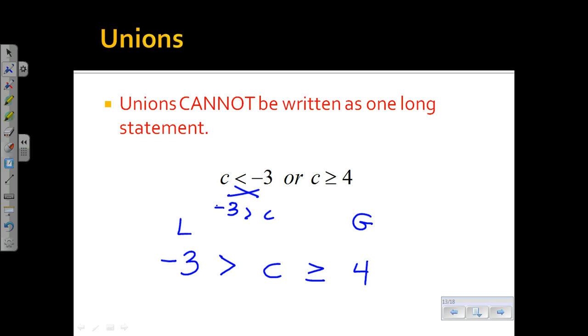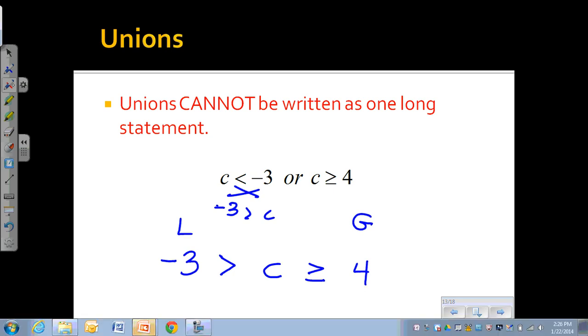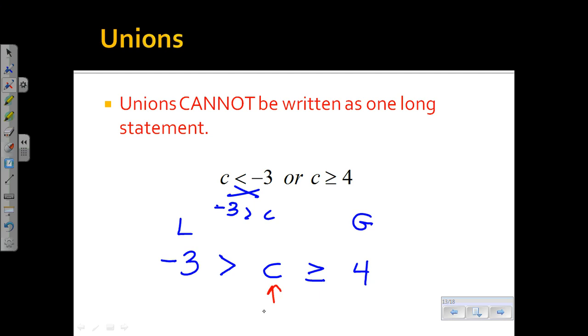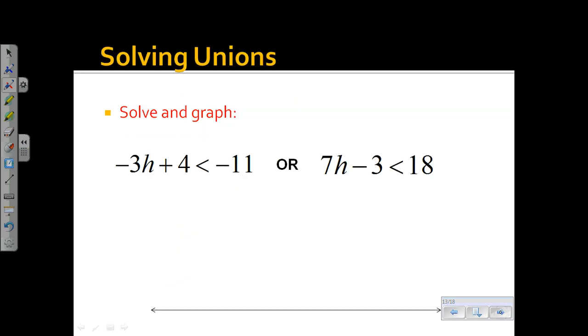Well, let's think about that. -3 has to be greater than C. C has to be greater than or equal to 4. This can't possibly be true. There's an implied "and" here. Because we're only writing the C once, we're implying that C has to do both these things. And it can't. It's impossible. So you cannot write a union as one long statement like you can for an intersection.